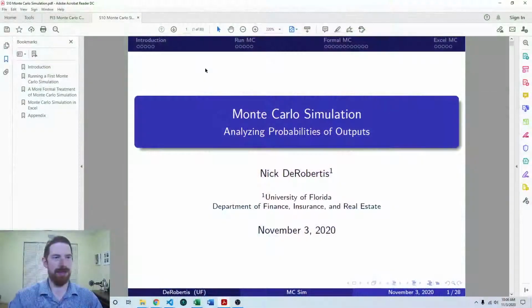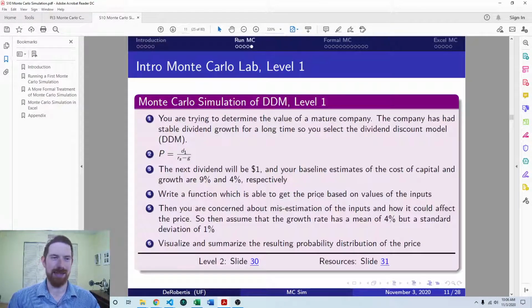Today we're going to be going over the lab exercise on applying Monte Carlo simulation to the dividend discount model. This is part of our lecture series on Monte Carlo simulation. So we have already introduced what Monte Carlo simulation is, and then we went and applied it in the context of a portfolio model, choosing between two different assets.